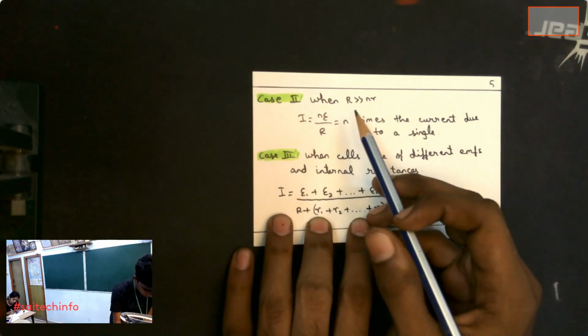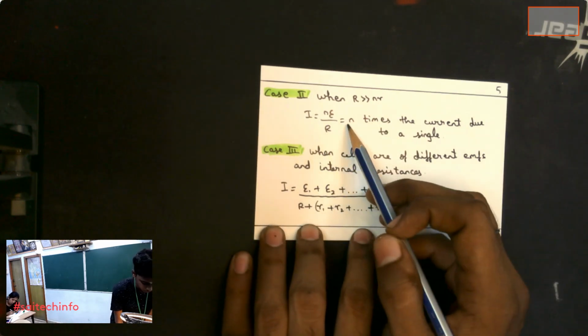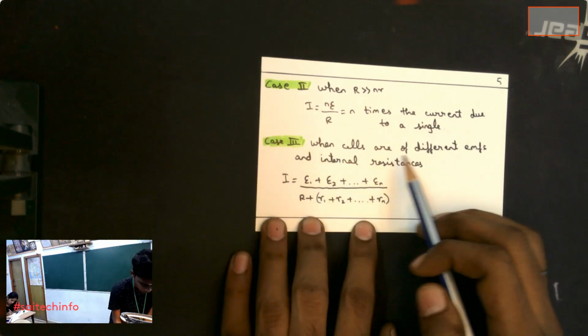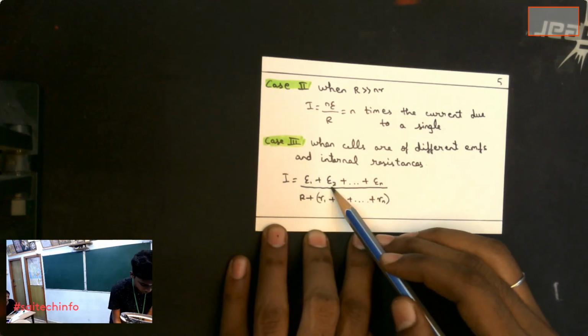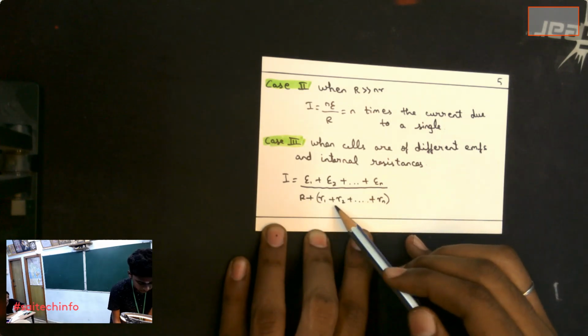Case 2: when R is much greater than nr, I is equal to nE divided by R, which is n times the current due to a single cell. Case 3 is when cells are of different EMFs and internal resistances. I is equal to E1 plus E2 up to n terms divided by external resistance plus r1 plus r2 up to n terms.